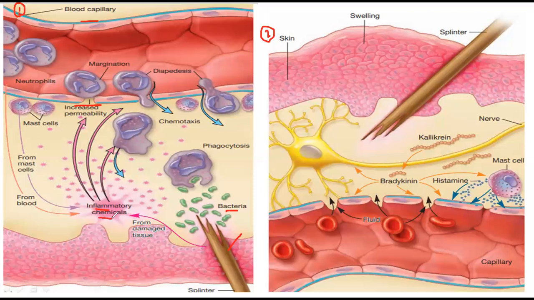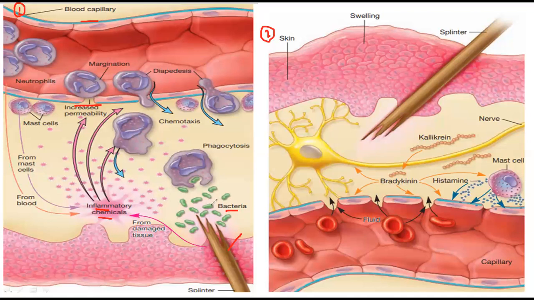enzymes and different types of proteins, for example bradykinin proteins. Okay, and in our skin there are also mast cells. There is a high content of mast cells, and when mast cells burst, histamine, which is also an inflammatory chemical, is produced. So these are all inflammatory chemicals, and inflammatory chemicals can also be produced by microorganisms.